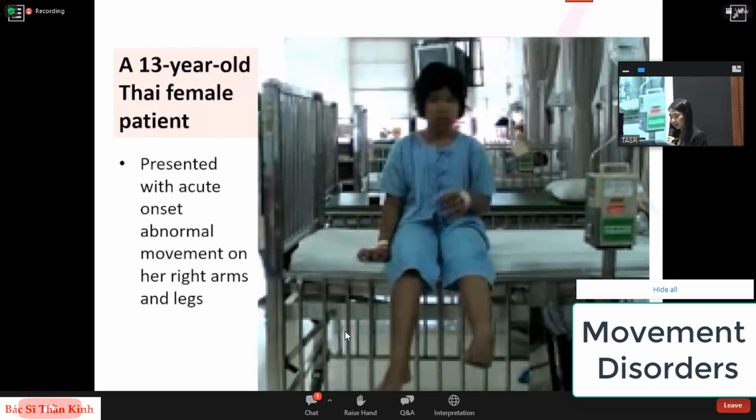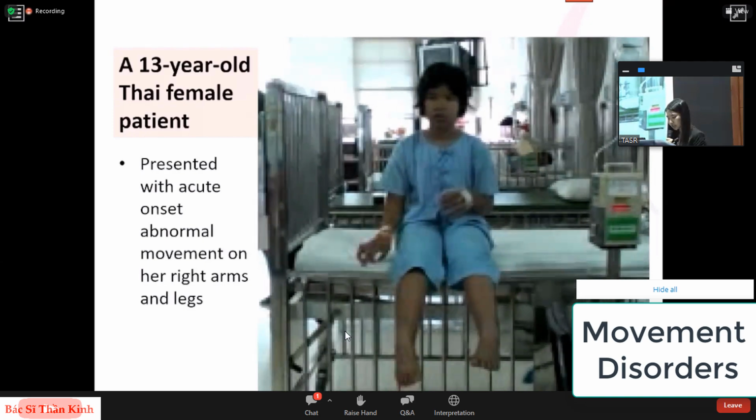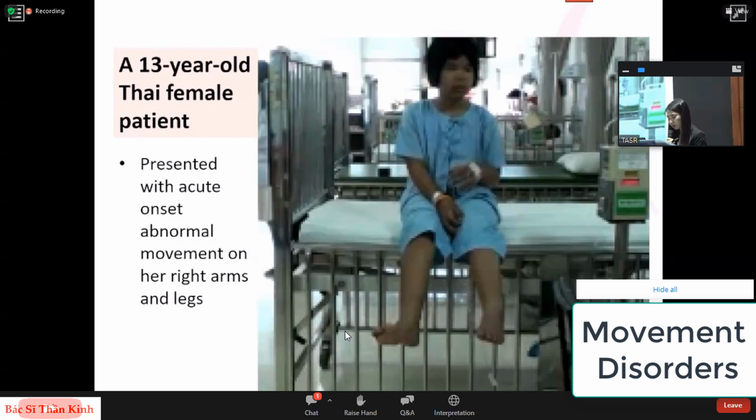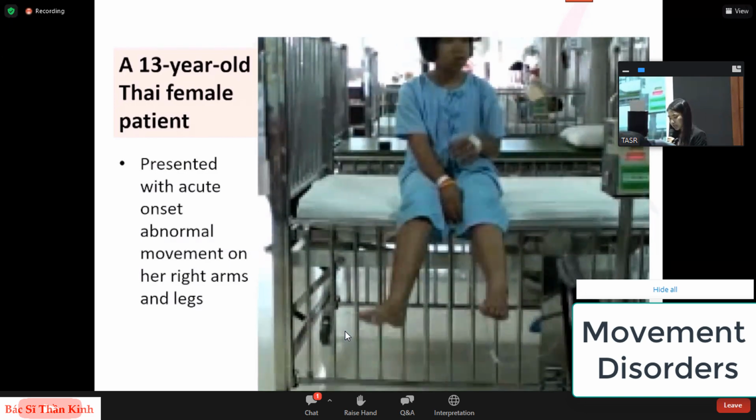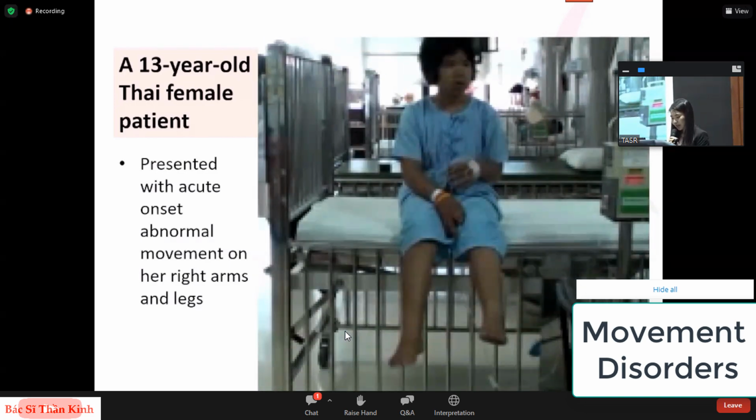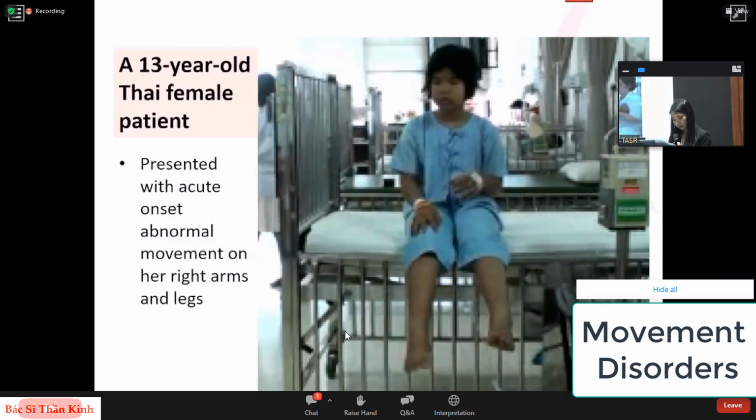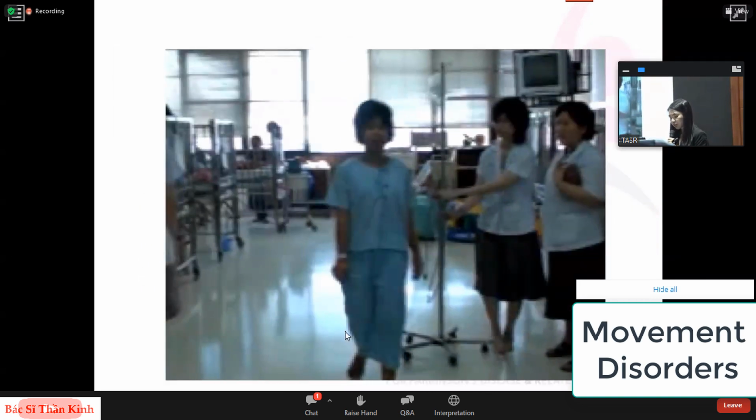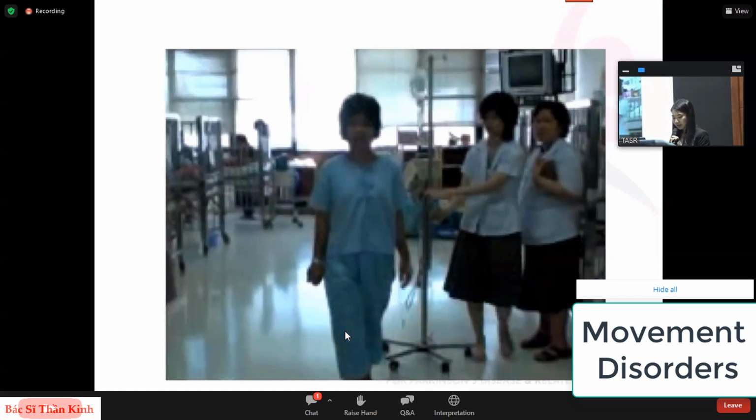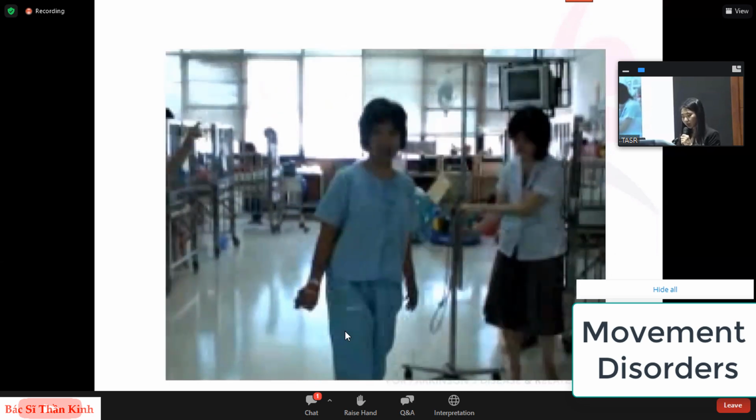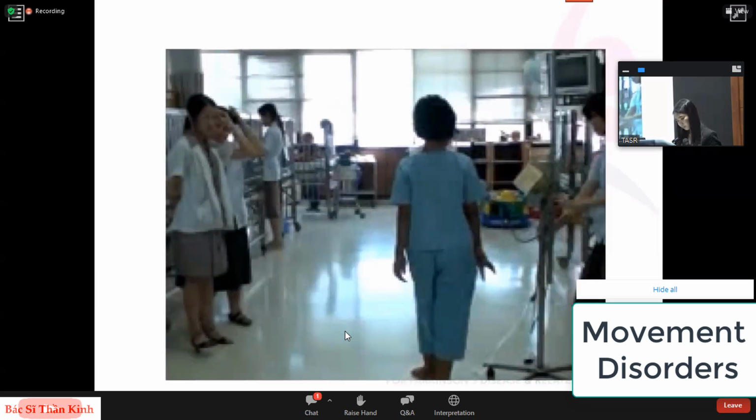This is a 30-year-old Thai female patient presented with an acute onset of abnormal movement on her right arm and leg. She cannot control the movement and denies any urge to move. In the second video, the doctor asked her to walk and turn around. You can note the abnormal movement on her right arm and leg.